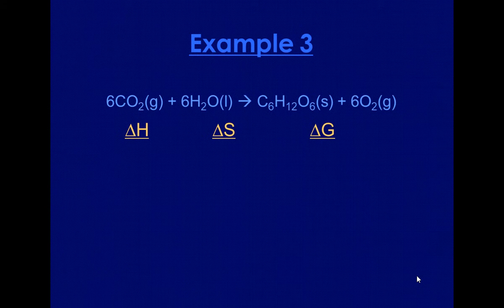Our next example is the formation of glucose, which is what happens in photosynthesis. And I'm pretty sure that when you've covered photosynthesis previously, you know that there has to be an input of light to make that change occur. So this would be an endothermic reaction. If we look at our reaction mixture, we have six gases on both sides, and we've taken six liquids and turned them into a solid. So we've actually reduced the amount of disorder as we've moved from reactants to products.